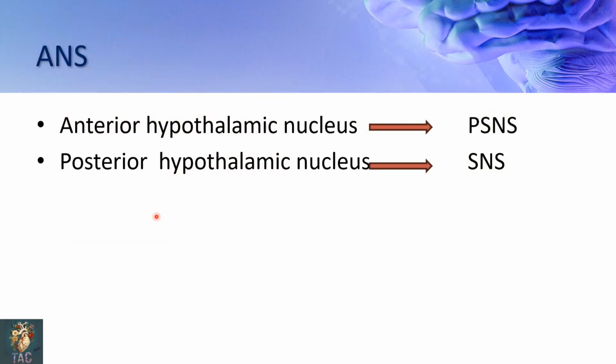Then the last, the nuclei which are related to the autonomic nervous system. These are the anterior hypothalamic nucleus and the posterior hypothalamic nucleus. The anterior hypothalamic nucleus is related to the parasympathetic nervous system, and as we all know, the parasympathetic system is craniosacral in origin.